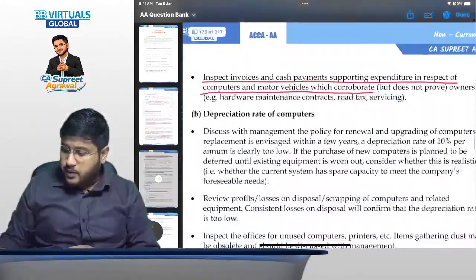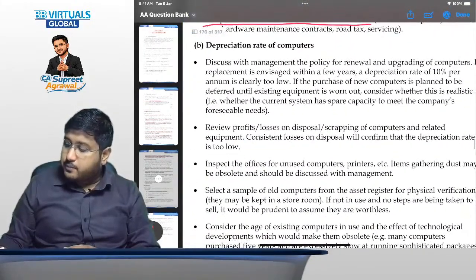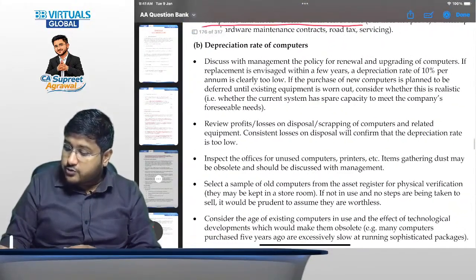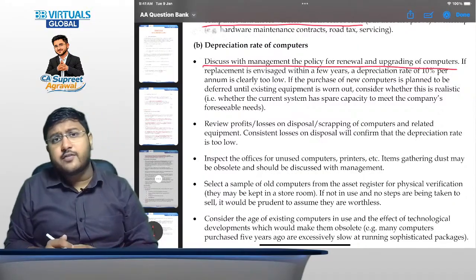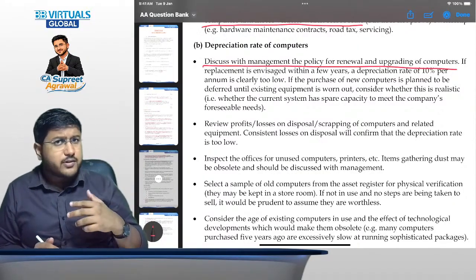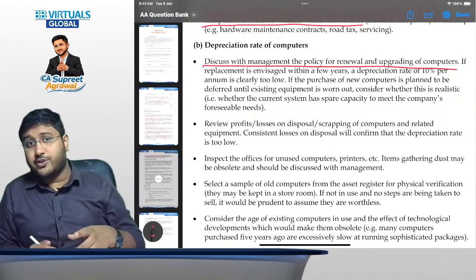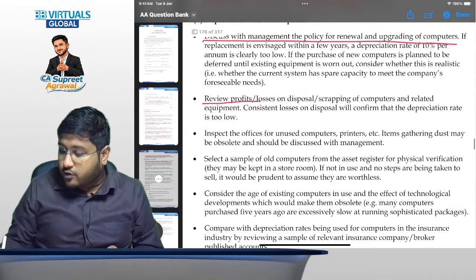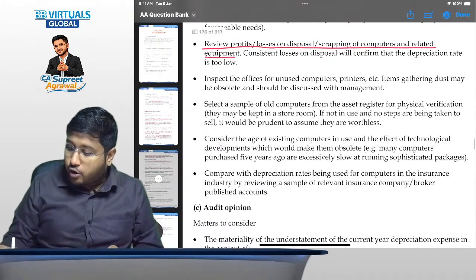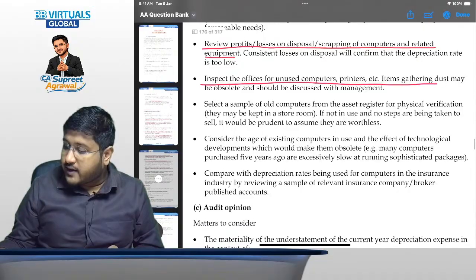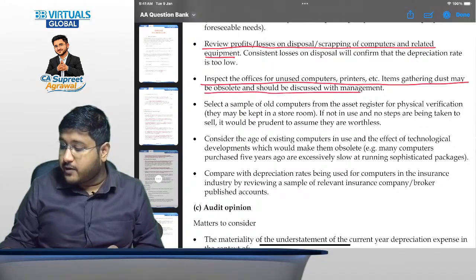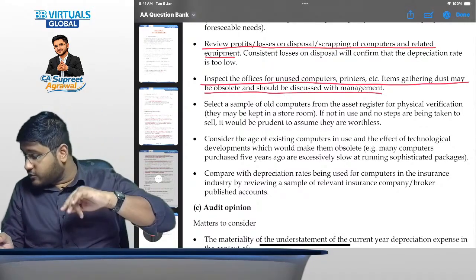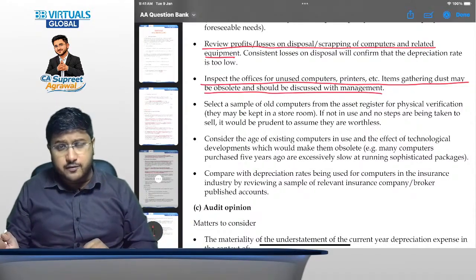Now let's see. Discuss with management the policy for renewal and upgrading of computers also. For example, if the company has a policy of renewing their computers every 3 years, then depreciation should not be 10%. It might be 33.33%, right? Then review profits or losses on disposals and scrapping of computers and related equipment. Inspect the offices for unused computers or printers. Items gathering dust may be obsolete and should be discussed with management: why is depreciation not charged for them, why is only 10% sufficient for them?